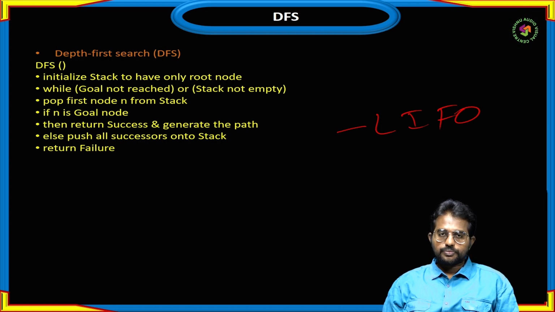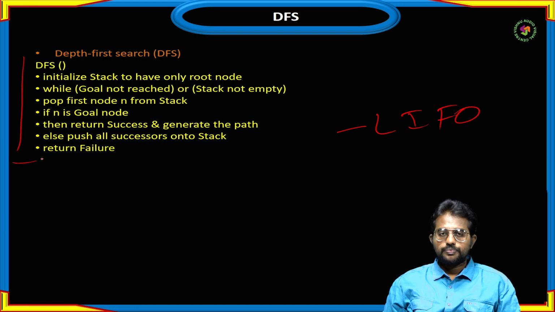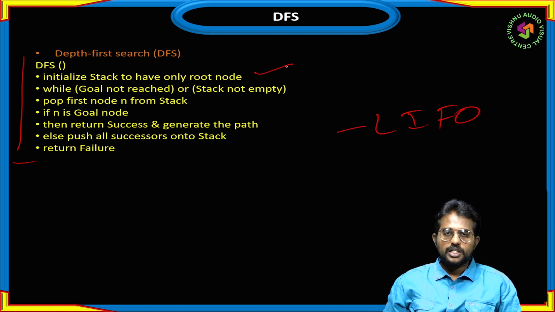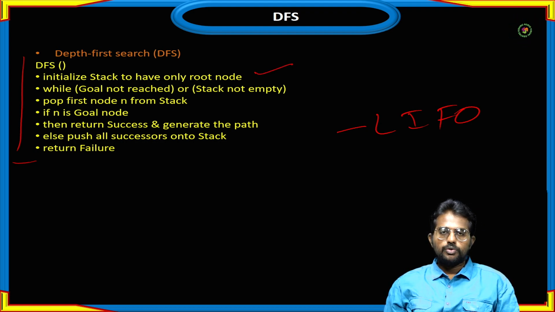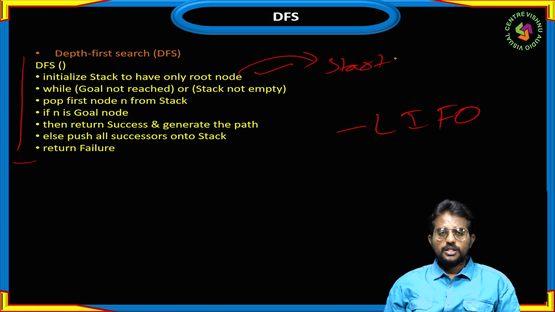So here we are going to use a stack. The algorithm will be like this. The first statement is the initialization condition, in which the stack data structure will have the root node. Root node is nothing but the starting node.